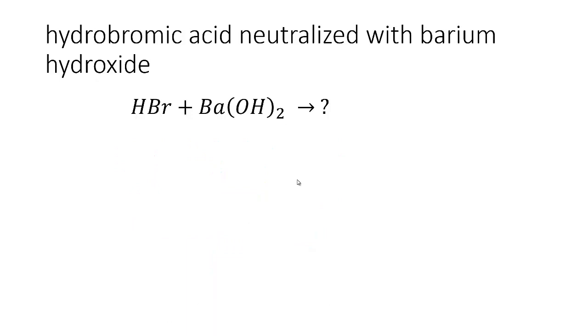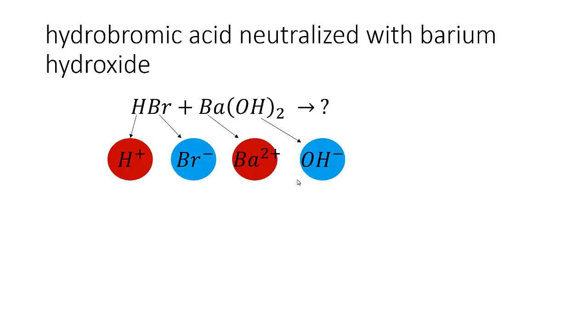Let's try another one. This time we have hydrobromic acid being neutralized with barium hydroxide. So the first step is to break the ions into their different charges. So give that a try on your piece of paper. Pause the video if you need to. Hopefully you came up with hydrogen and bromine, barium and hydroxide. Barium has a 2+, so the subscript here on the outside of the hydroxide forms the charge for the barium. The barium has a 1, which is your charge for hydroxide.